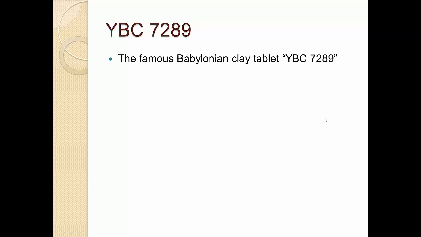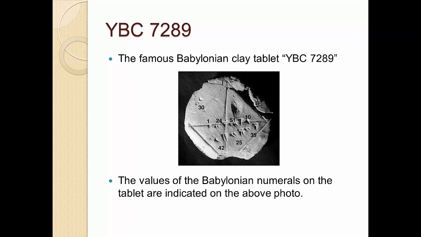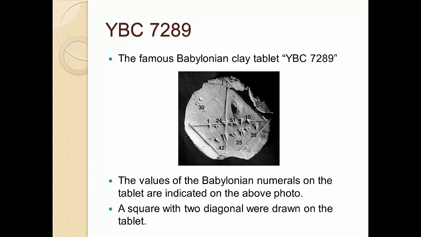A few ancient Babylonian clay tablets that recorded mathematics survived. One of them is particularly famous. It is called YBC 7289, as shown in the photo below. The values of the Babylonian numerals on the tablet are indicated on the photo. Some of them are on the diagonal of a square, and some of them are on the side. It looks like the Babylonians used the numerals to do a geometry problem. Do you know what all these Babylonian numbers mean?